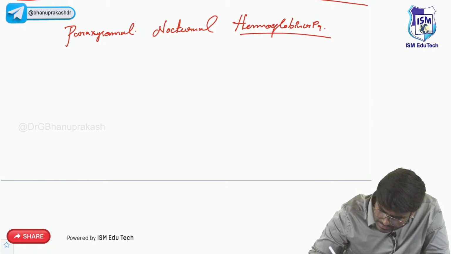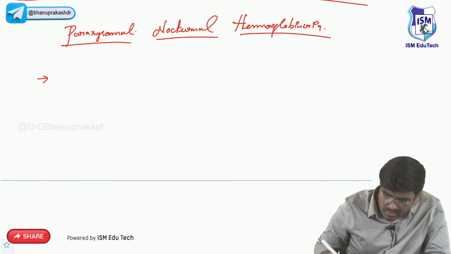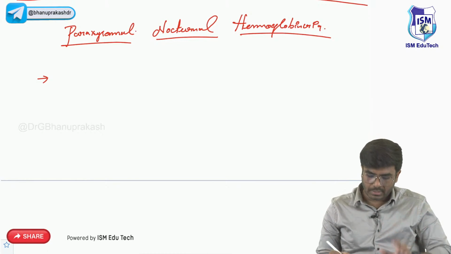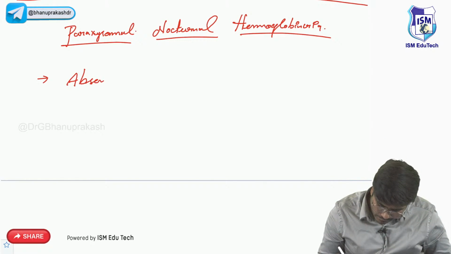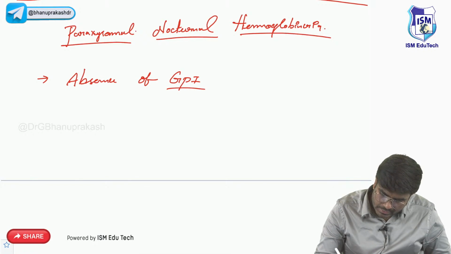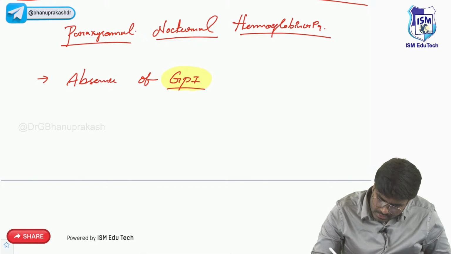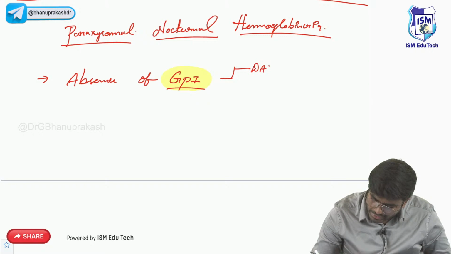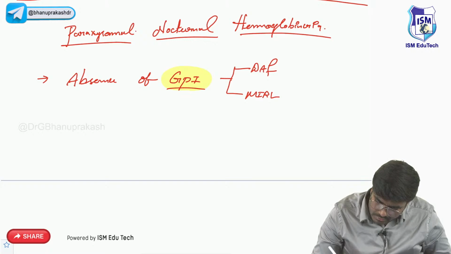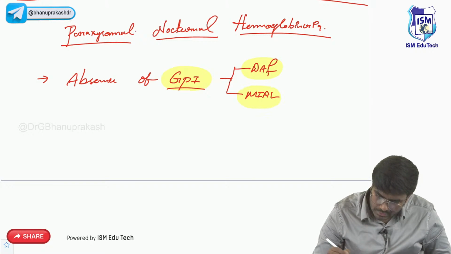So what exactly is this condition? What exactly is the problem in paroxysmal nocturnal hemoglobinuria? It's simple: absence of GPI. The GPI is not there. Whenever there is no GPI, there is no DAF, there is no MIRL. So what happens now?